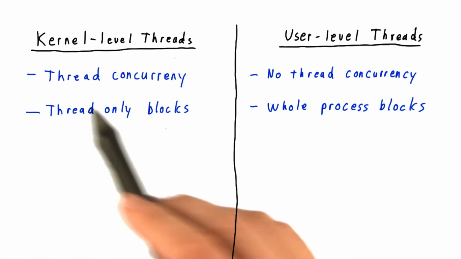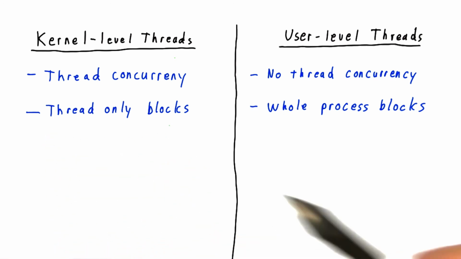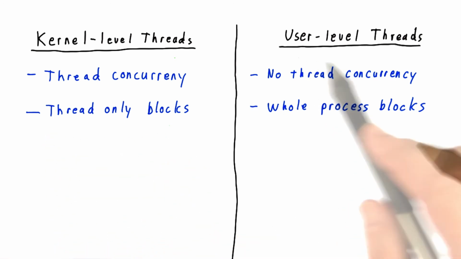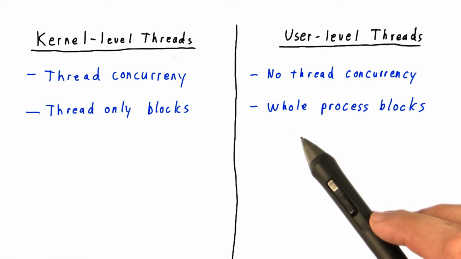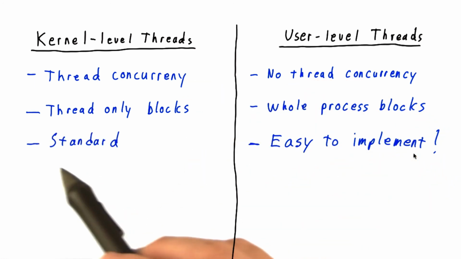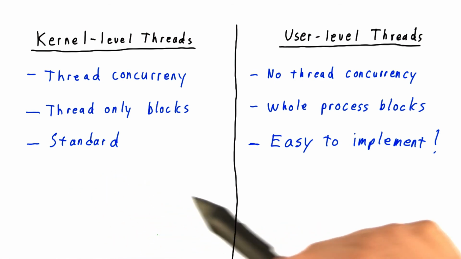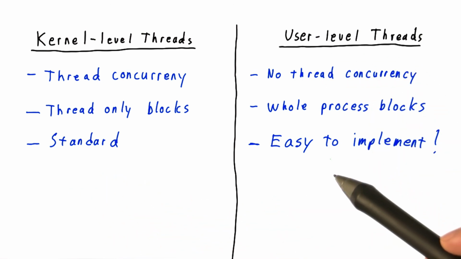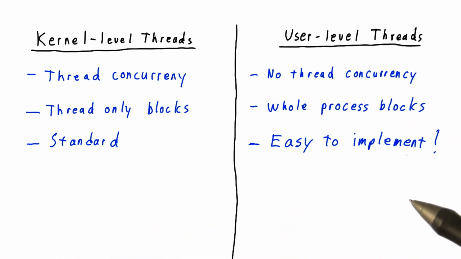Another difference was that at the kernel level, only an individual thread blocked on a blocking call. For a user-level thread library, however, the whole process necessarily blocks. And because of these advantages, kernel-level thread libraries have become the standard. User-level thread libraries, on the other hand, are easier to implement, which is lucky for us.